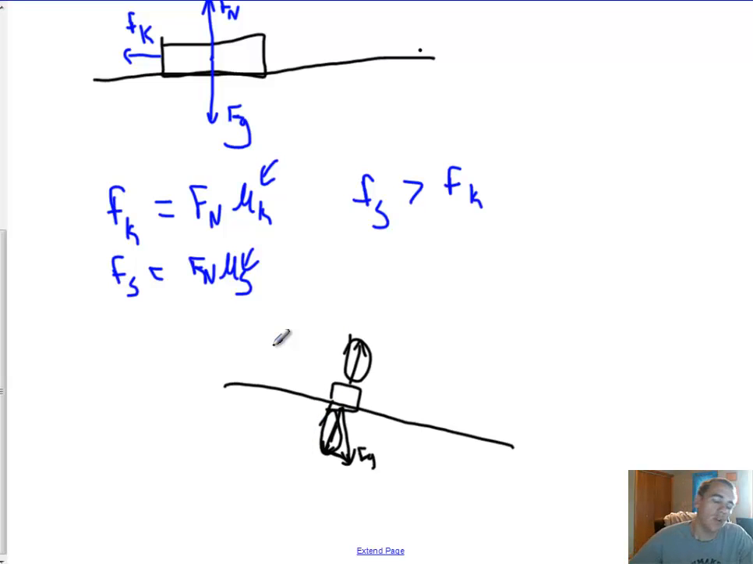So kinetic friction and static friction are both frictional forces that oppose motion. Kinetic friction acts when an object is sliding. Static friction acts when the object is at rest.